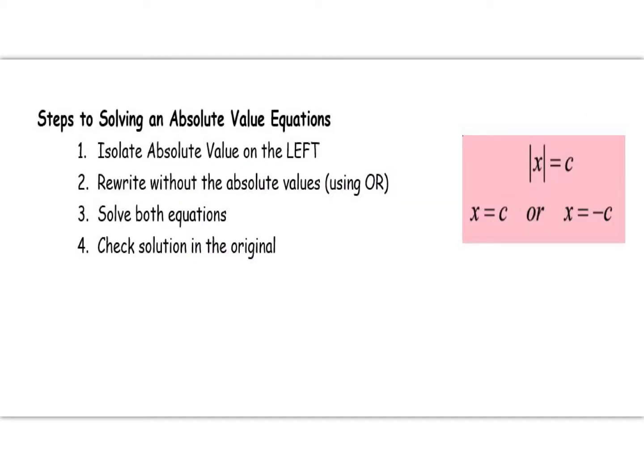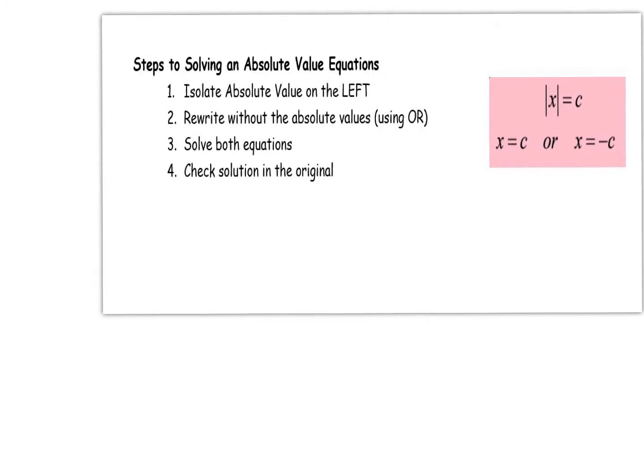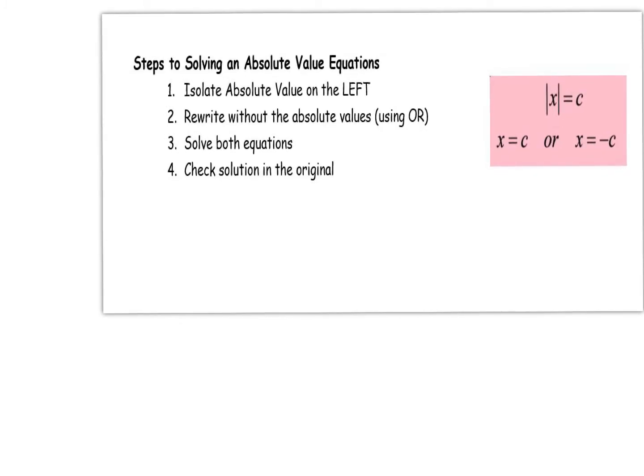All right, so now the steps involved in solving an absolute value equation. Step one, we have to make sure the absolute value is on the left, just like we treat the variables of an inequality. They have to be on the left side of the problem. Step two, we're going to rewrite the equation without the absolute value using an or statement, which I usually call the dark side of the problem. You guys will see why in a few minutes.